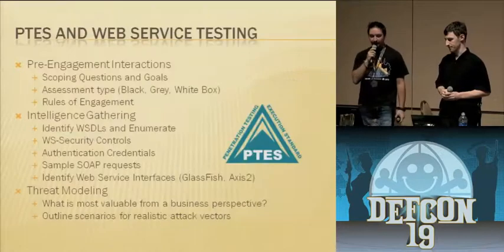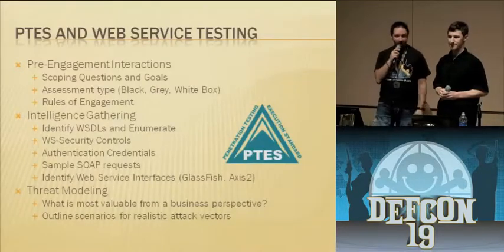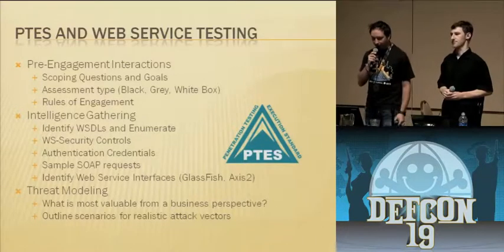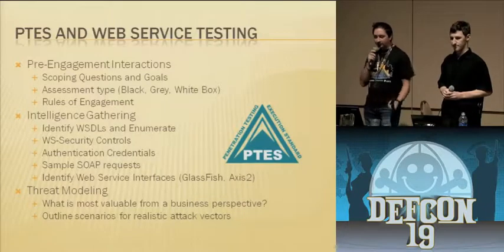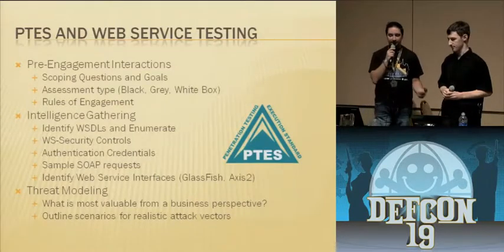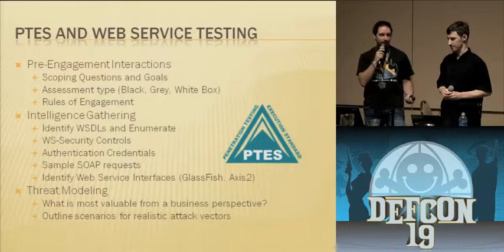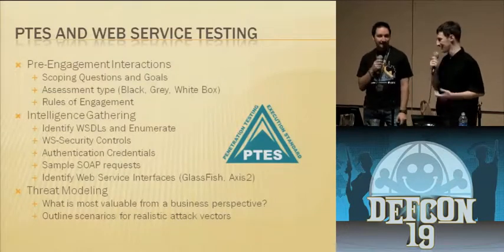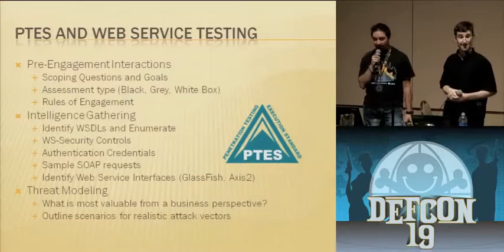So breaking this down from a high level, obviously our white paper that we'll have links to at the end has the full excruciating detail that you can go through. But it really starts with the pre-engagement interactions, which is your scoping questions and goals, defining what type of assessment this is, and of course your rules of engagement. Do you have web services? That should be a question. For any type of web app engagement, exactly.